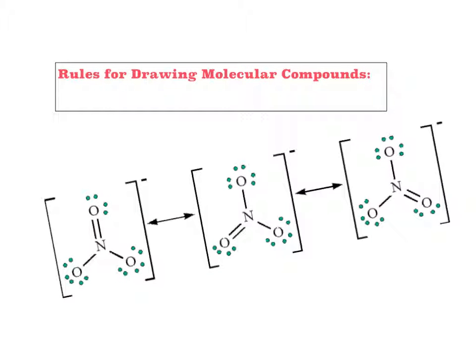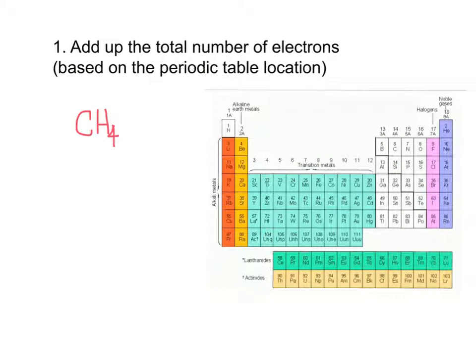Alright, these are going to be the rules that we went over in class for how to draw molecular compounds. Our first step is to total up the number of electrons in the compound that we're going to draw. So we have two compounds here that we're going to work with for practice. The first one, CH4, this is methane. And our second one is going to be CCl4, which is carbon tetrachloride.